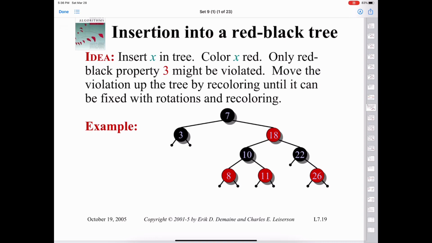As I told you, in this particular video, I'm just going to give you the idea of how we go about fixing a red-black tree. The exact algorithm we will discuss in our next video.